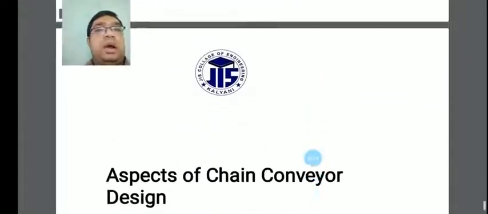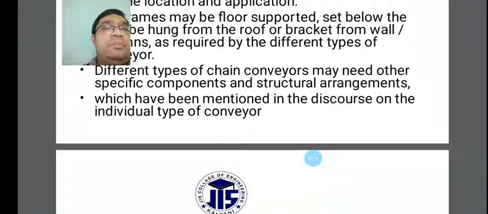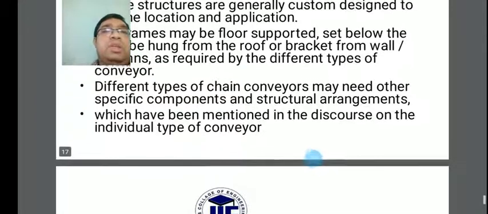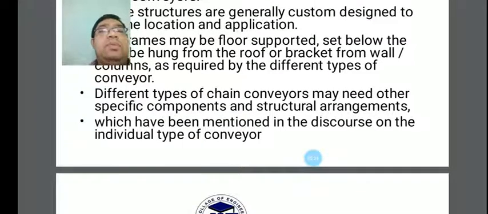These have been mentioned in the discussion of the individual types of conveyors. You have to consider each individual type, such as trolley conveyors, car conveyors and bucket conveyors, as covered in the discussion of the individual types of conveyors.